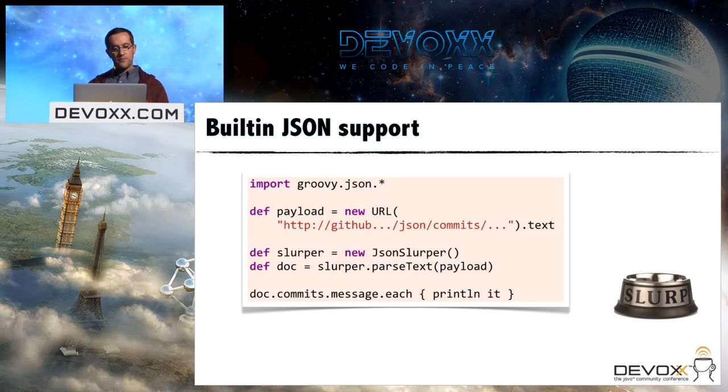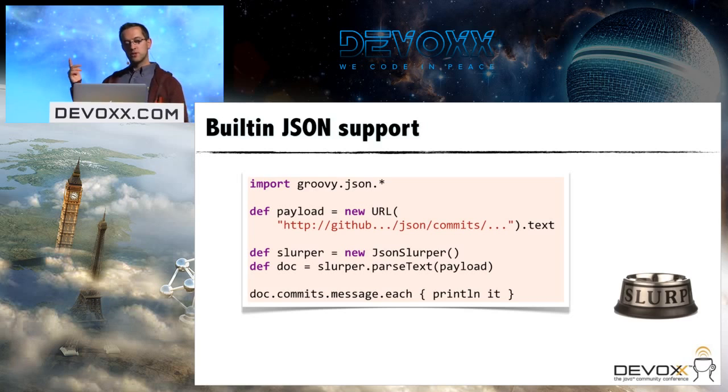So the URL is a bit shortened here. I didn't want to put the full-blown URL. When you use the REST API from GitHub, there's a JSON endpoint. So you can, for example, if you look at the commits on the Groovy repository on GitHub, you can have all the recent commits on the Groovy repository.